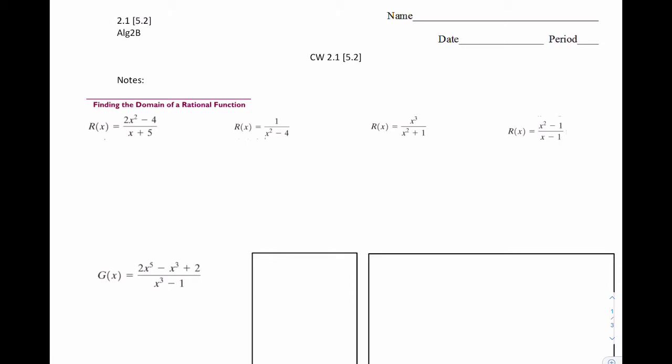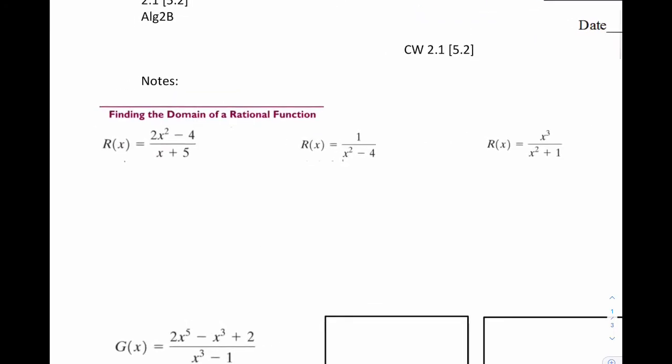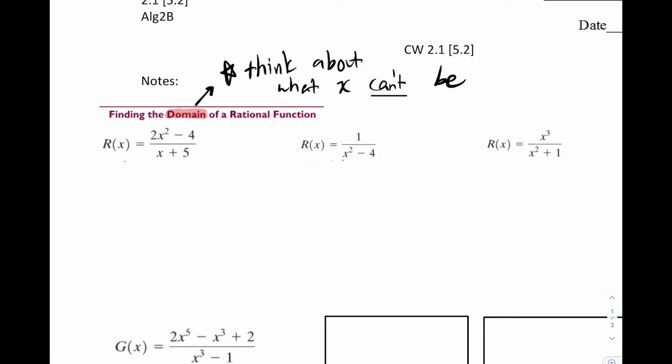Welcome to CW 2.1. Today we're going to start talking about domain. So right here, finding the domain of a rational function. When you're thinking about domain, I really want you to focus on this. Think about what x can't be. And that will help us figure out what x can be.